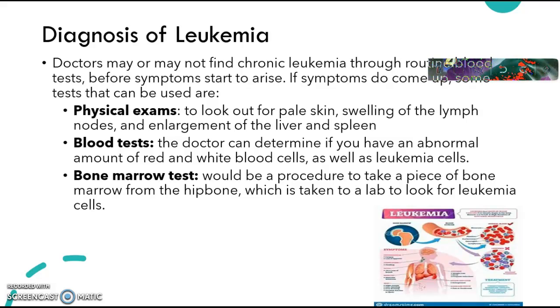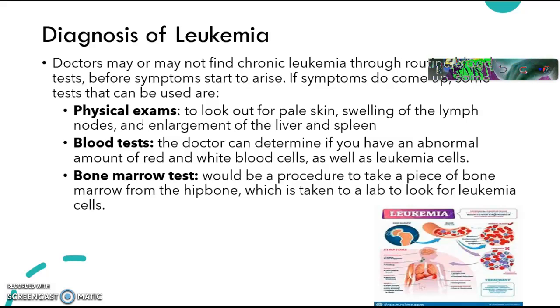All right, so the diagnosis of leukemia. Doctors may or may not find chronic leukemia through people's routine blood tests that they get every so often. Most of the time, they may or may not find them before symptoms start to come up, but most of the time they won't find out if they have been diagnosed with leukemia until the symptoms start to come in.